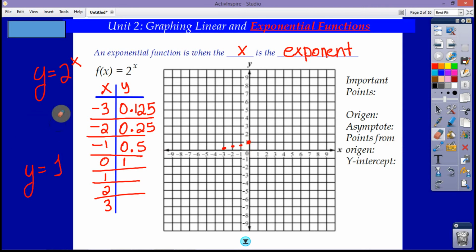And let's finish our table. That will be y equals 2 to the 1 power. Well, 2 to the 1 power is just 2. So the 2 belongs here, and we go in the x's to 1, and then move 2 up.